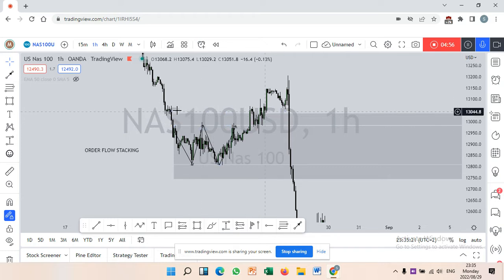Because to get out of a sell position, you have to buy yourself out, or someone has to buy you out. So there are a lot of buy orders at this point. Okay, so what do you mean by buy order flow stacking?